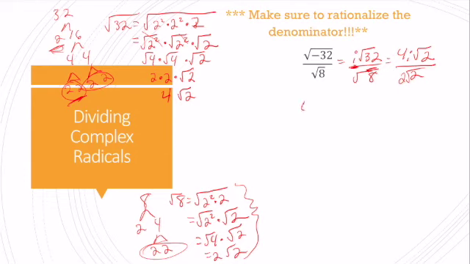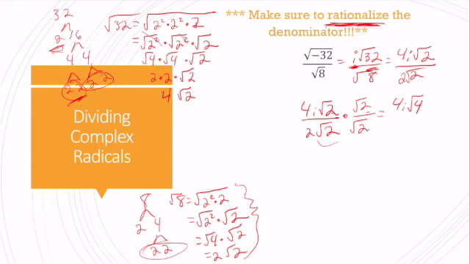So now I have 4i square root of 2 over 2 square root of 2. And I need to rationalize the denominator. But I'm not going to multiply by the whole denominator. I only need to multiply by the radical part, which is the square root of 2 over the square root of 2. So I'm left with 4i square root of 2 times 2, which is 4, over 2 square root of 2 times 2, which is 4. So I can simplify this to 4i times 2 over 2 times 2, because the square root of 4 is 2. So I have 8i over 4, which I can simplify to 2i.